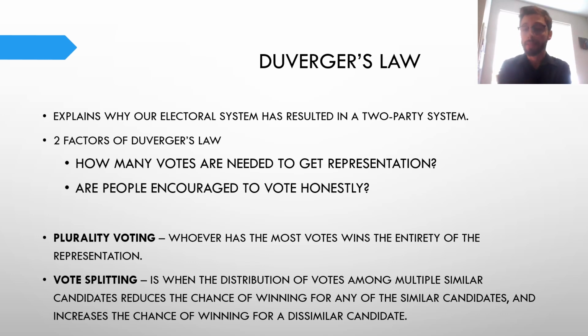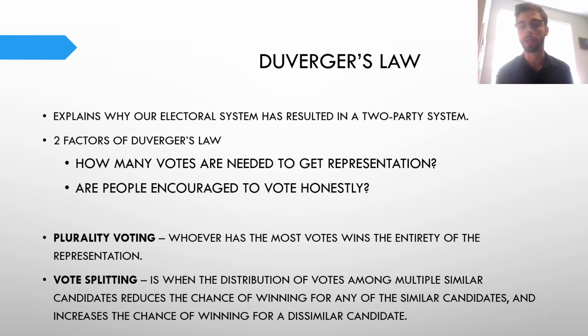But based on the amount of representation needed to gain a seat in office, the percentage of the vote needed to gain a seat in office, this influences the way voters cast their ballot, whether they will vote for their true preference or vote for a secondary or third preference. This occurs in systems with plurality voting. Plurality voting is different from majority voting, and we'll go into this in more detail during campaigns and elections.